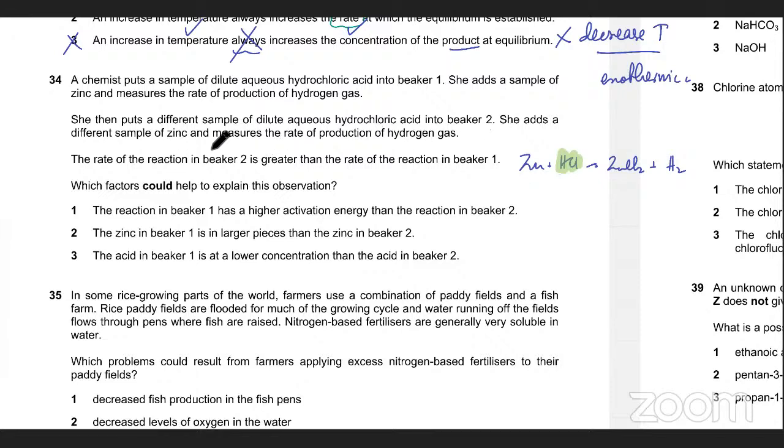I think she's using a different sample of zinc as well. So the rate of the reaction in beaker 2 is greater than the rate of reaction in beaker 1. Which factors could help explain this observation? The reaction in beaker 1 has a higher activation energy than the reaction in beaker 2. Is that true? It's the same reaction, right?